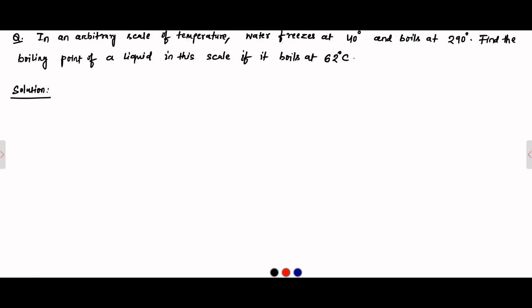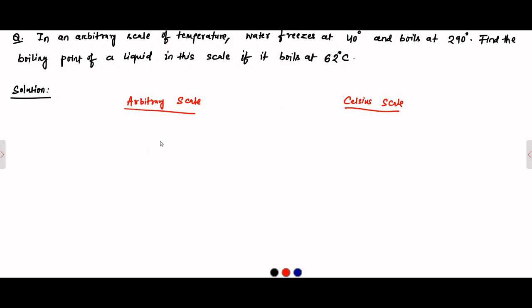So here again we'll be using the concept of interconversion between one scale and another. So here we have first the arbitrary scale, and then we have the Celsius scale. Please pay attention here that nothing has been mentioned, only degrees, 40 degree to 290 degree, and it is given that the same liquid boils at 62 degrees Celsius in the Celsius scale.